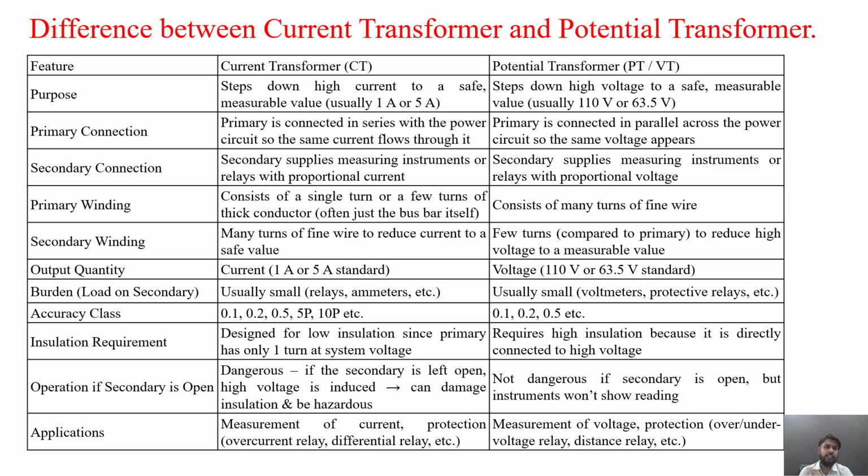Output quantity, in case of CT, is current, that is 1 ampere or 5 ampere, which is as per the standard, and in case of potential transformer the output quantity is voltage itself, that is 110 volt rated or 110 by root 3 volts.